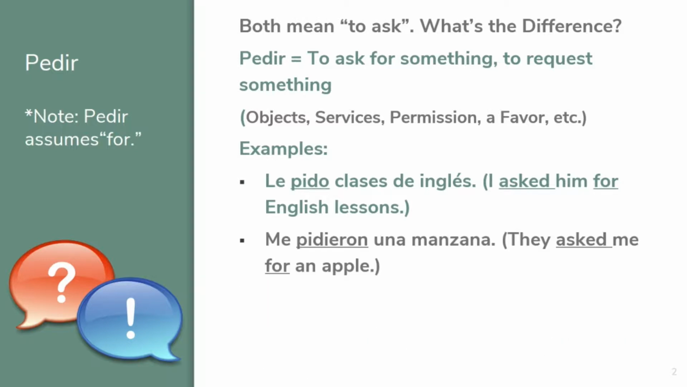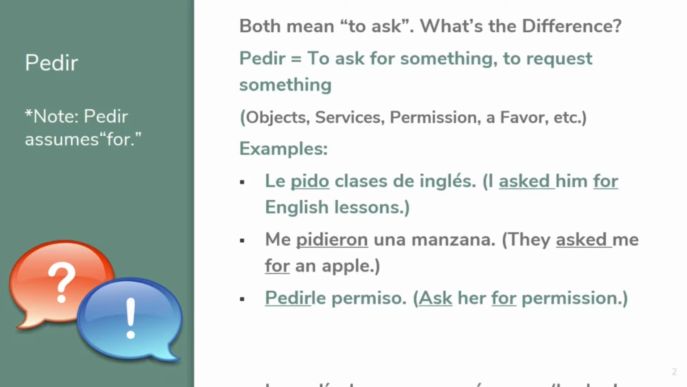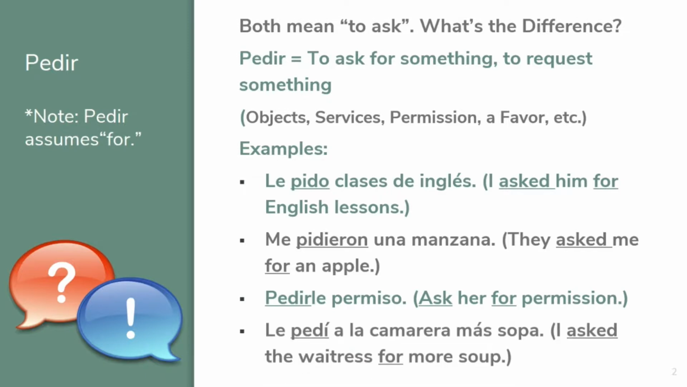Another example, me pidieron una manzana. They asked me for an apple. So we're asking for things here. And then pedirle permiso. Ask her for permission. And then finally, le pedí a la camarera más sopa. I asked the waitress for more soup.